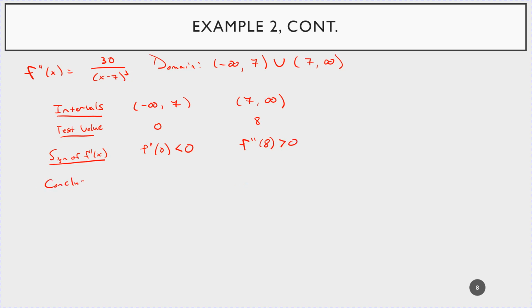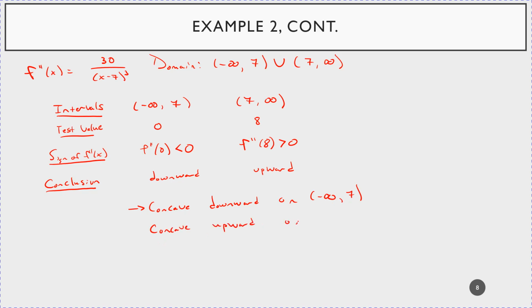All right, so our conclusion here is that here it's concave downward, and here it's concave upward. So the graph is concave downward on negative infinity to 7. And then it's concave upward on 7 to infinity.